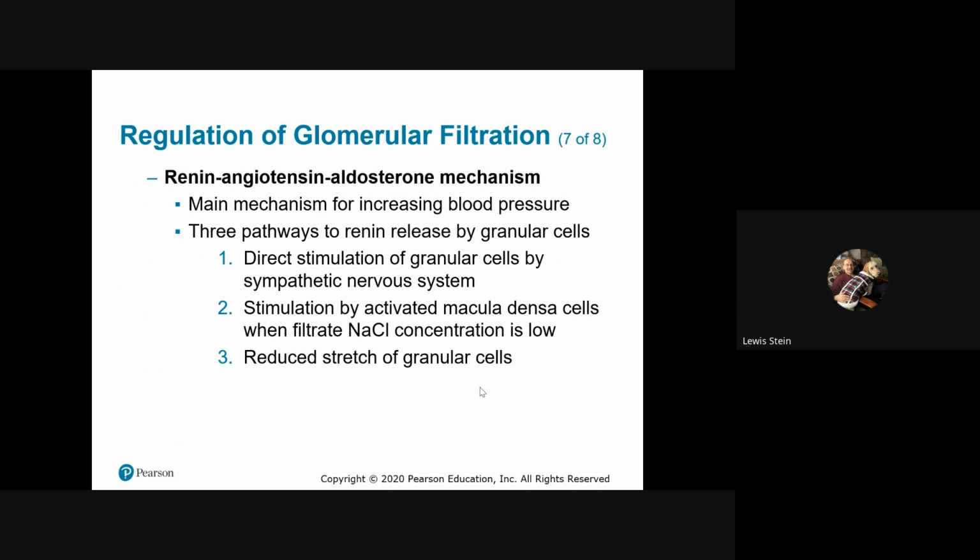The big player is still this renin. It's the subtle adjustments of autocorrection. And the granular cells, now the sympathetic nervous system can do that. The macula densa cells can do that based on salt concentration. All of those, or we're not stretching, reducing the stretch on the granular cells. Those are all little episodes that can contribute to this.